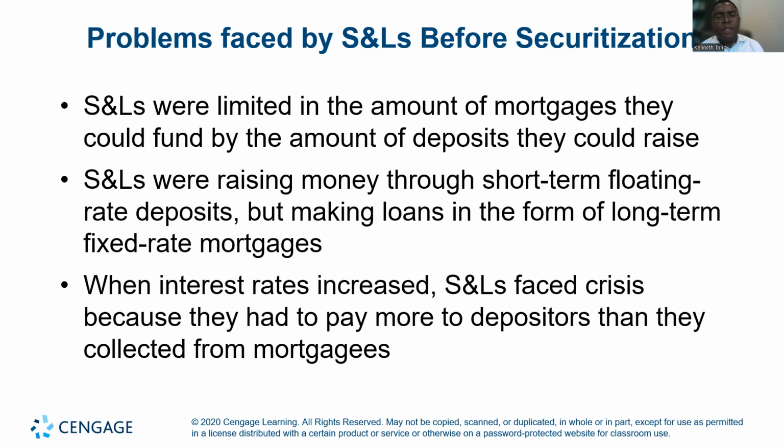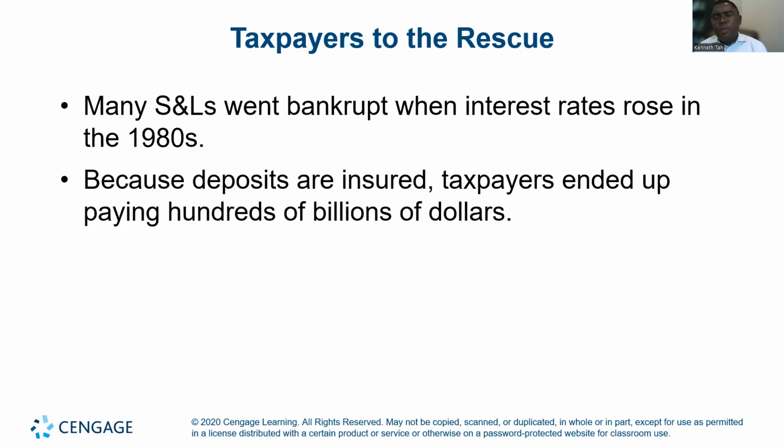When interest rates are high, for example, savings and loans tend to face crisis because they had to pay more to depositors than they collected from mortgages, because their mortgages were pretty much fixed, but their deposits were on a variable rate. So if interest rates go up, they need to pay out more than is actually coming in from the loans they had extended. This huge problem led to the bankruptcy of so many savings and loans in the 80s. And because deposits were insured, taxpayers ended up paying hundreds of billions of dollars.